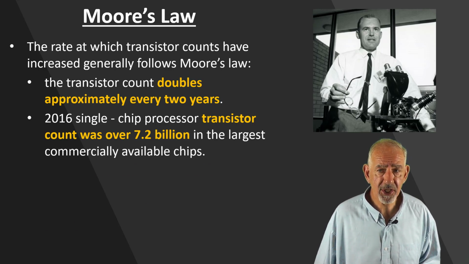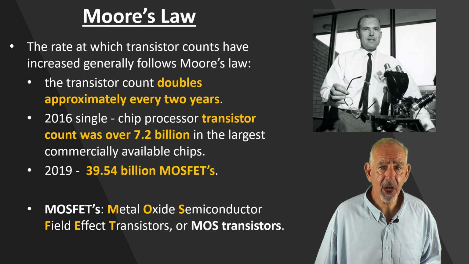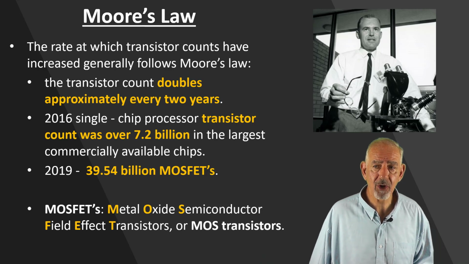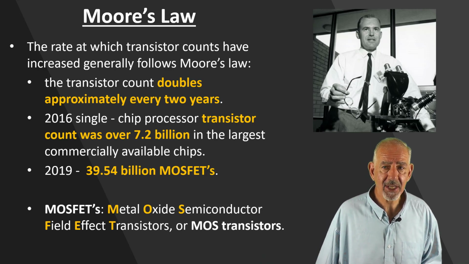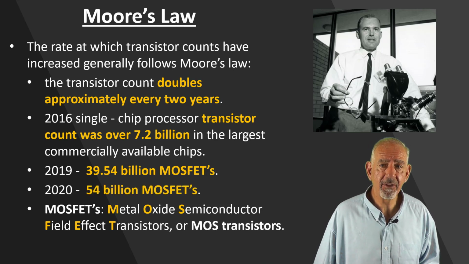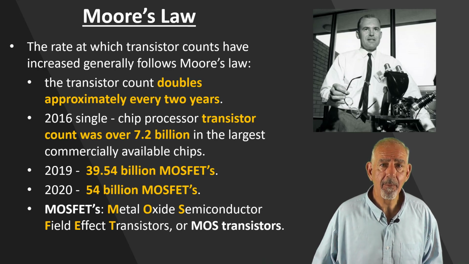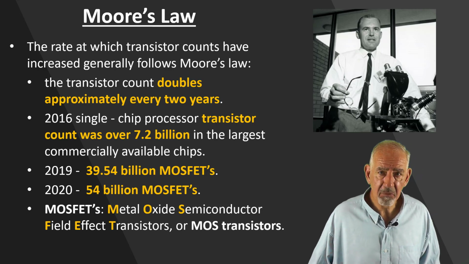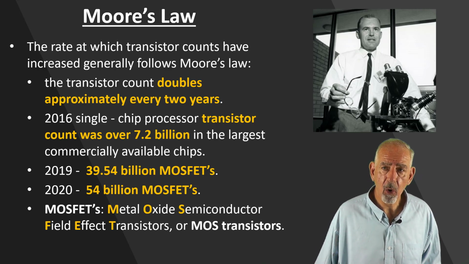Switch on to 2019, and now we've gone to 39.54 billion, and we use the term MOSFETs, which is metal oxide semiconductor field transistors, or MOS transistors. Now we go to 2020 and we're looking at 54 billion MOSFETs. So things get bigger and bigger. When are they going to stop? Never. Things are just going to get bigger all the time.